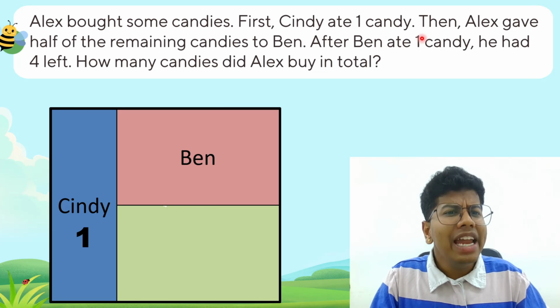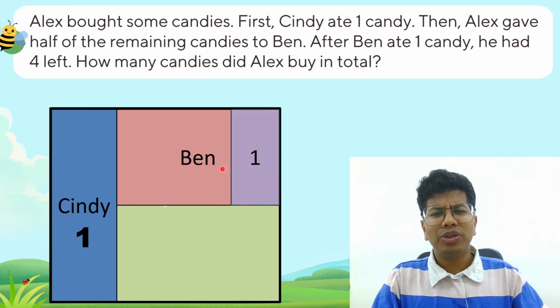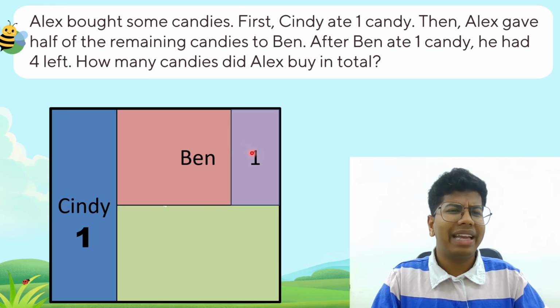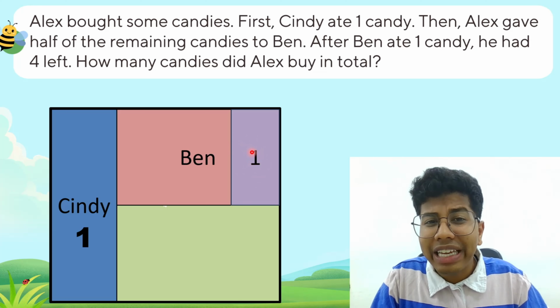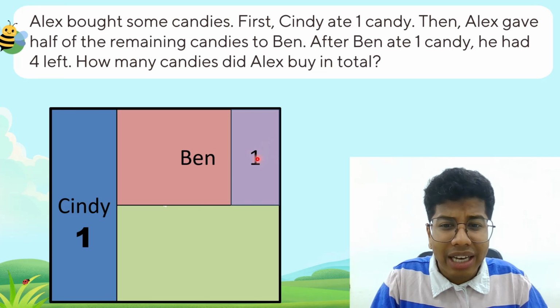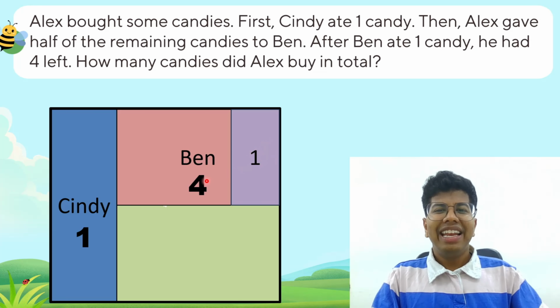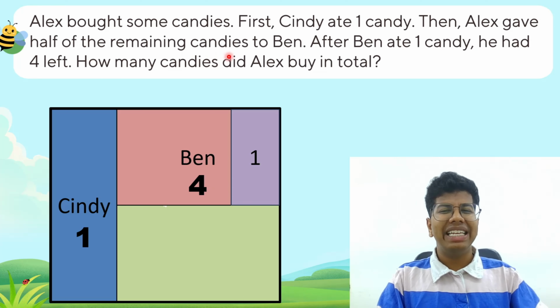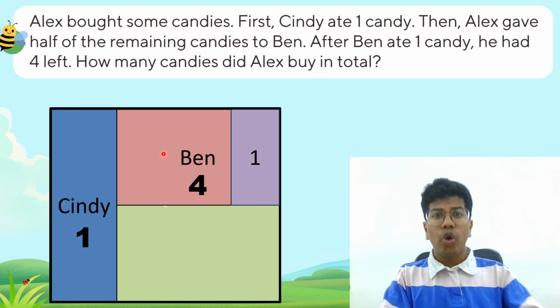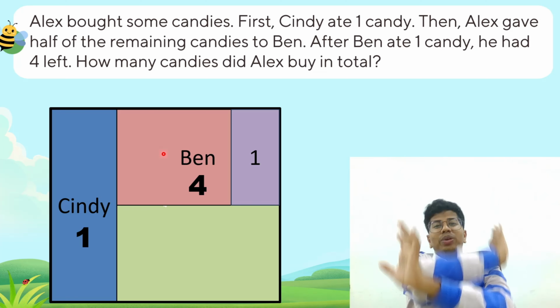So this part is remaining and half of the candies he gave to Ben. But Ben ate 1 candy. Oh, so only Ben ate 1 candy. And then he had 4 candies left. So Ben ate 1 and then he has 4 left. Now the question is asking how many candies did Alex buy in total? So I have to calculate the total number.